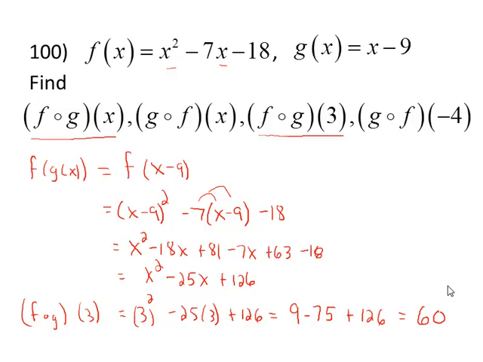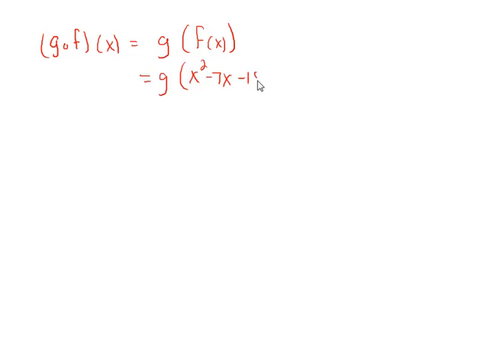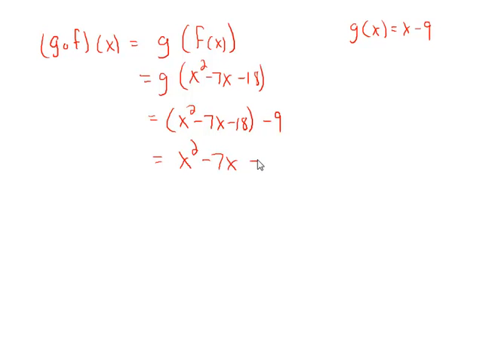Okay, we're going to go ahead and work it in the other direction. g of f of x is g of f of x. And the formula for f of x, again, was x squared minus 7x minus 18. The formula for g of x, by the way, was just x minus 9. So I'm going to take the input and from that subtract 9. That simplifies pretty quickly to be x squared minus 7x minus 27.